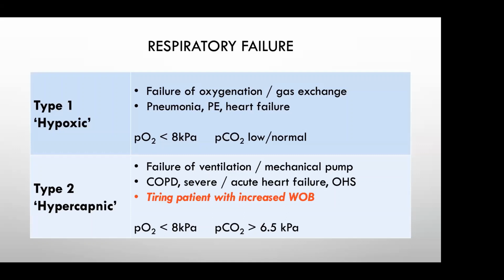These patients are still as hypoxic, so a PO2 of less than 8 on room air, but they have a high PCO2 over 6.5. And this really refers to failure of your mechanical pump, so failure of ventilation. This would traditionally be COPD patients. Severe and really acute heart failure just causes mass impairment of gas exchange and ventilation, and obese patients. And the one to really be aware of, and this again is you'll see this with some of your COVID patients.